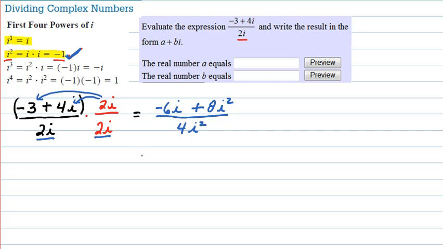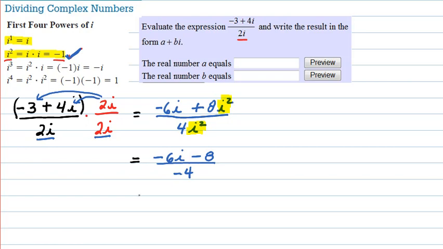So let's go ahead and make the replacement of the i squareds. Again, anytime you see an i squared, you're going to be replacing it with negative 1. So in my next step, I'll have negative 6i, and we have 8 times negative 1 is negative 8. Basically, the i squared just changes the sign of the number that's there. On the bottom, the same thing. We have 4 times negative 1. That's going to become negative 4.